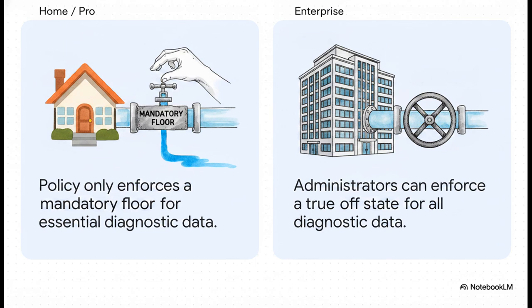If you're on Windows 11 Home or Pro, the standard consumer editions, and you try to set your telemetry policy to 0, Windows actually just enforces a mandatory floor. All that essential required data we just talked about is still going straight to Microsoft. But if you're running Windows 11 Enterprise or Education, administrators can enforce a true off state for all diagnostic data. So the reality is, personal devices just get privacy guardrails that maintain a mandatory baseline of data, while managed enterprise fleets get the real administrative tools to turn telemetry completely off.